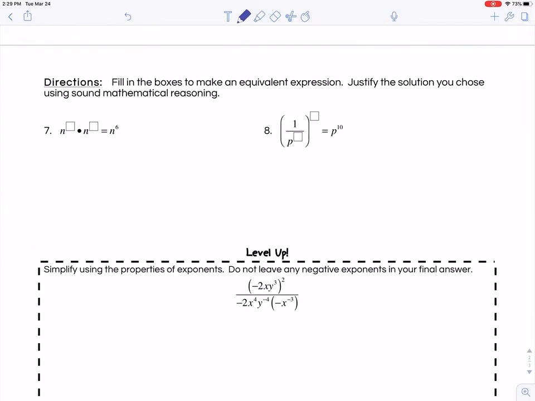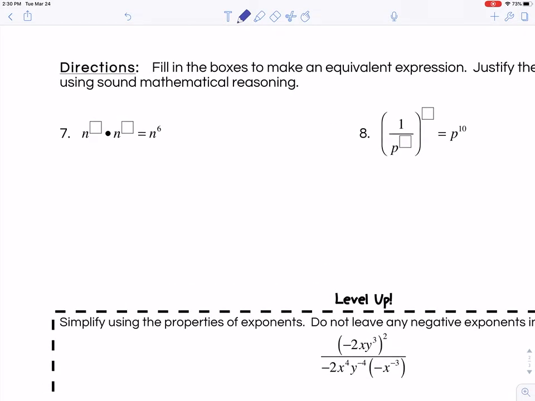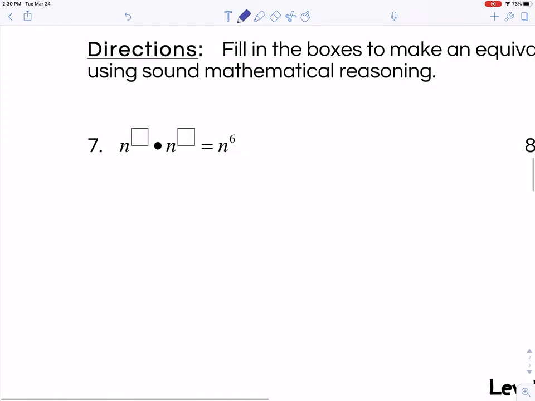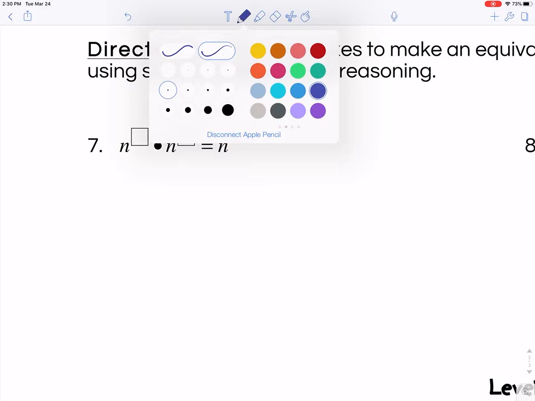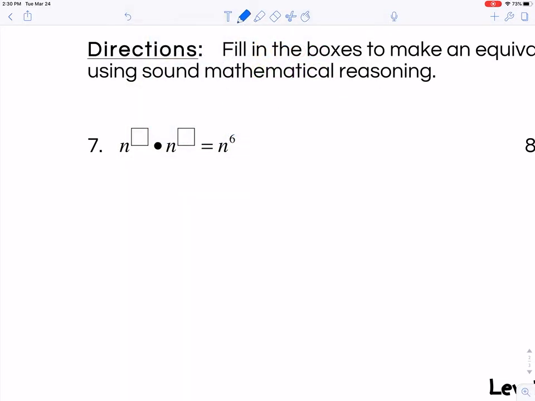Alright, we're almost done with the notes here. For questions 7 and 8, do know that there's a lot of correct answers. There's not one correct answer that will work. So here's what I mean by that. If n to the something times n to the something is n to the 6, we essentially need both of these boxes to be two numbers that add to 6. So one example could be 3 and 3. I would also accept n to the 5th times n to the 1st.